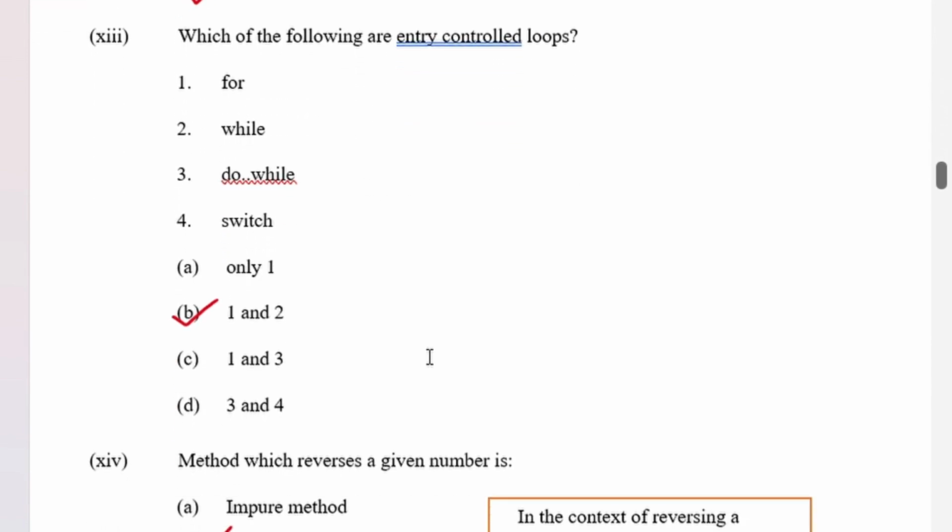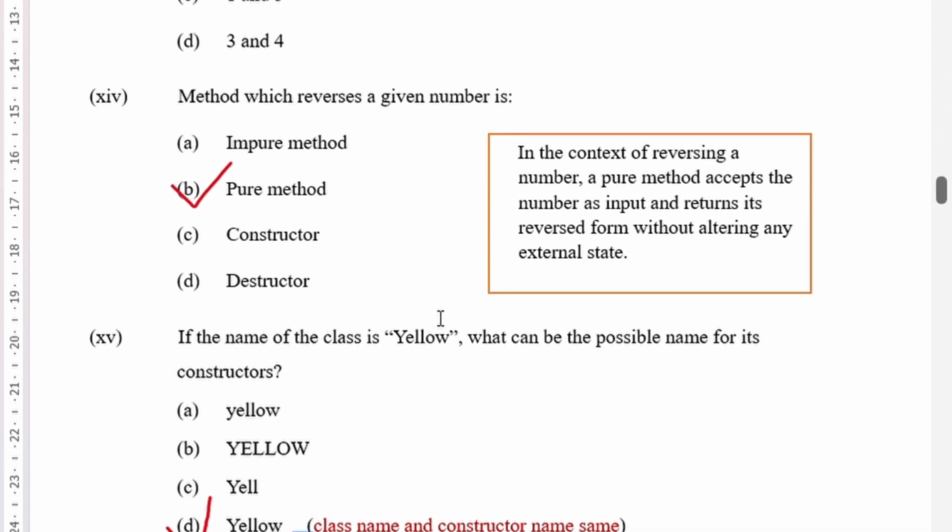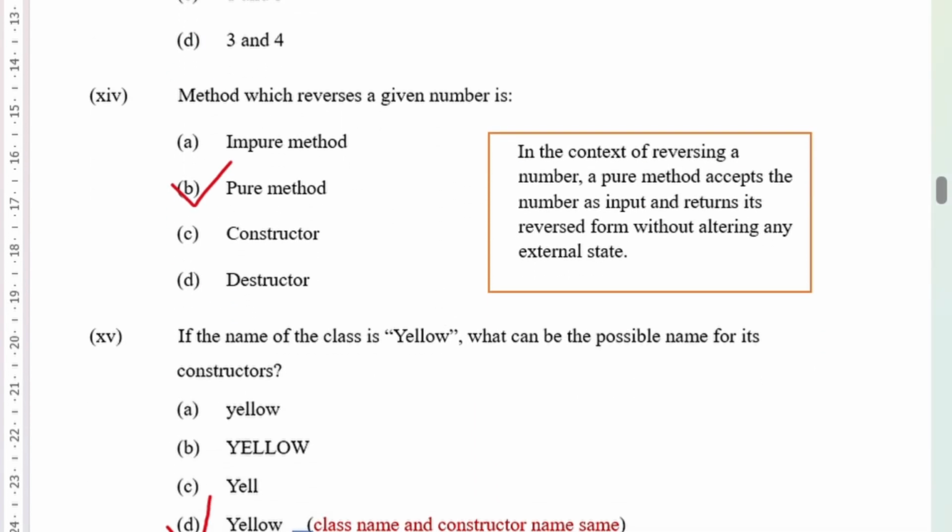Next, which of the following are entry control loops? For loop and while loop are entry control loops, and do while loop is an exit control loop. Switch is not a loop. So 1 and 2.